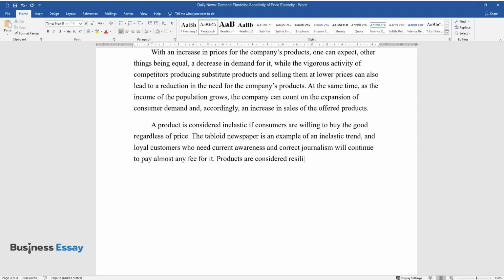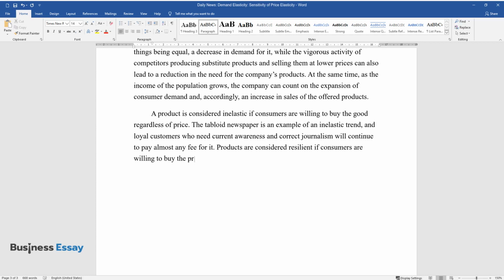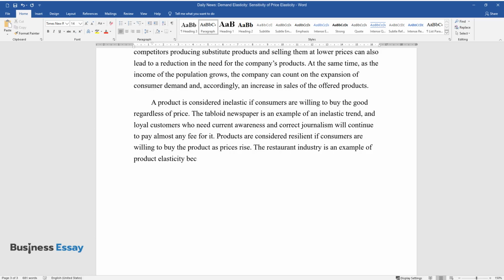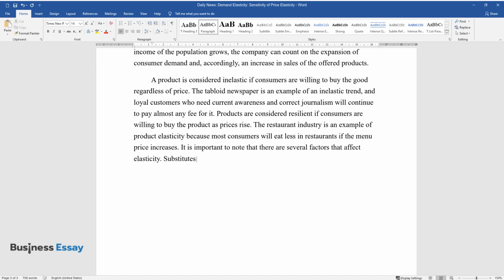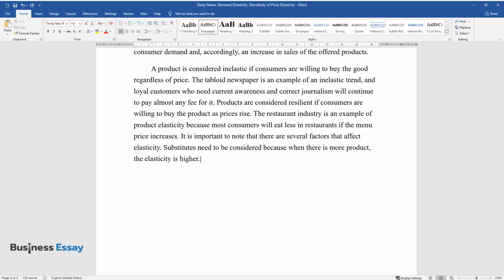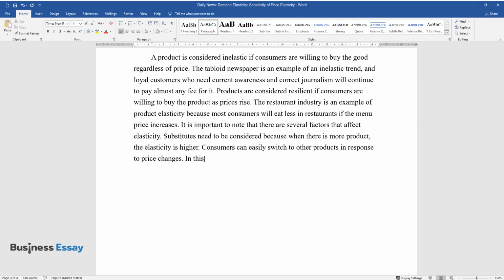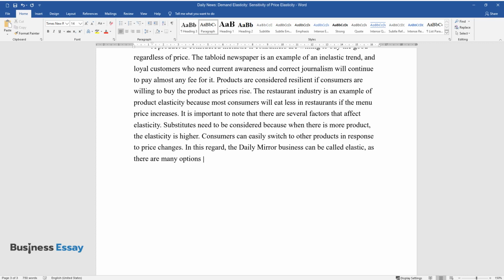Products are considered elastic if consumers are unwilling to buy the product as prices rise. The restaurant industry is an example of product elasticity because most consumers will eat less in restaurants if the menu price increases. It is important to note that there are several factors that affect elasticity. Substitutes need to be considered because when there are more substitutes, the elasticity is higher. Consumers can easily switch to other products in response to price changes. In this regard, the Daily Mirror business can be called elastic, as there are many options to choose from, as well as the ability to use the internet.